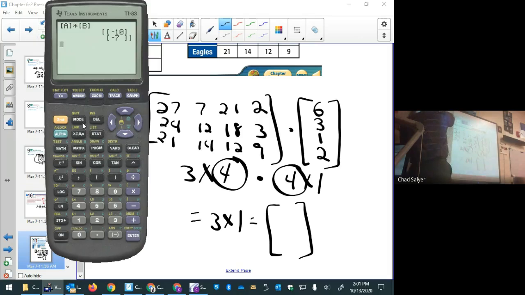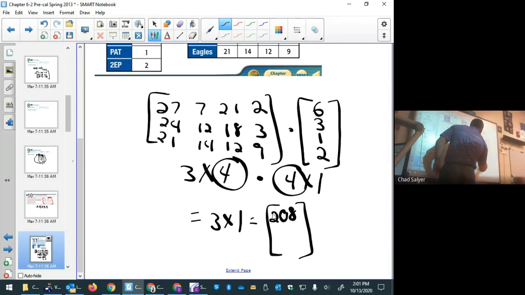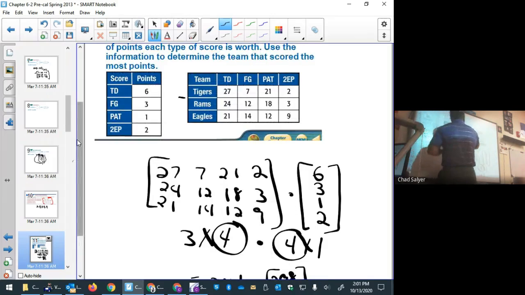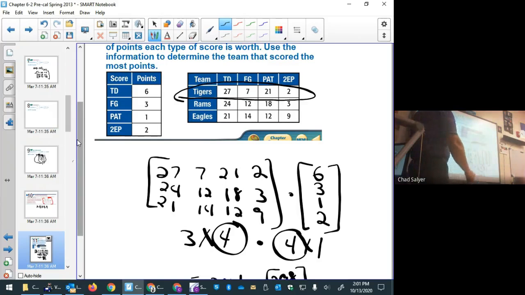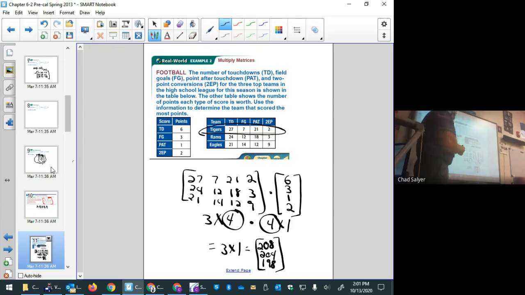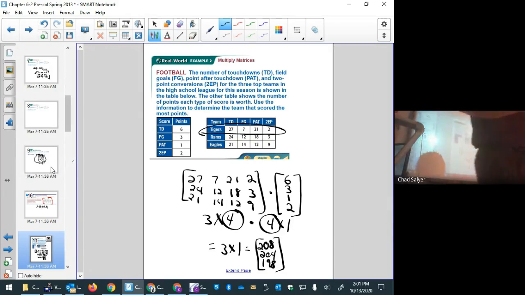So now if I've already called A times B for my previous input, if I hit second and enter, it just recalls that exact same thing. 208, 204, 198. The top row is highest, and so Tiger scored the most points total in this case. And that was a little bit quicker than going through and manually adding, multiplying, and adding all those up.